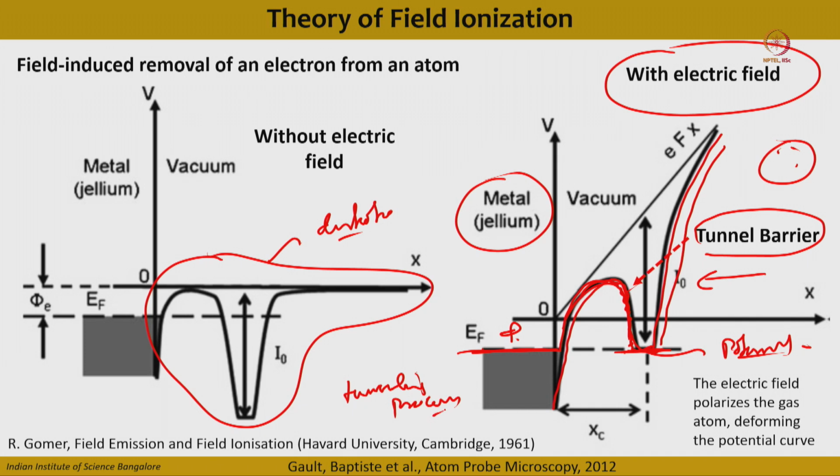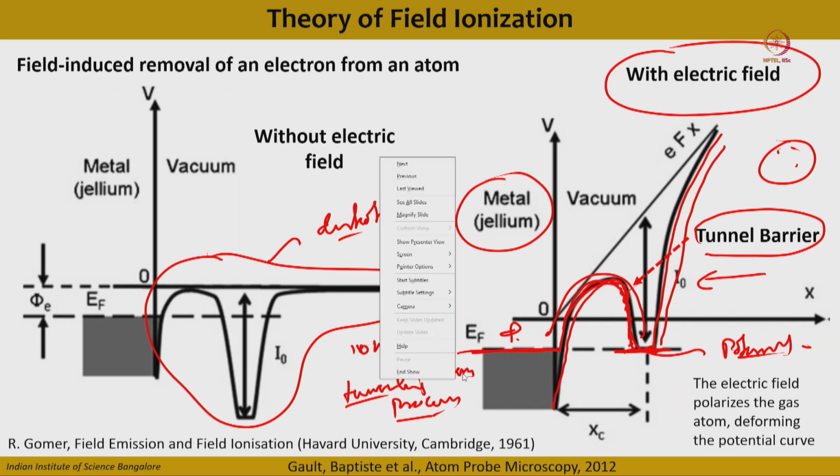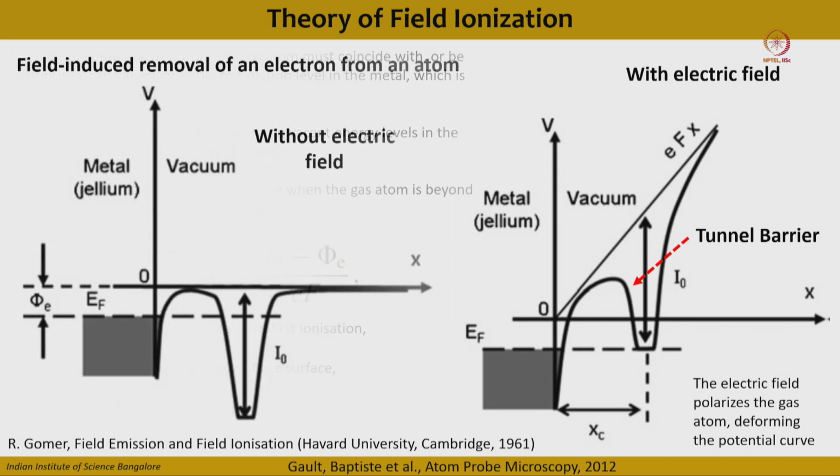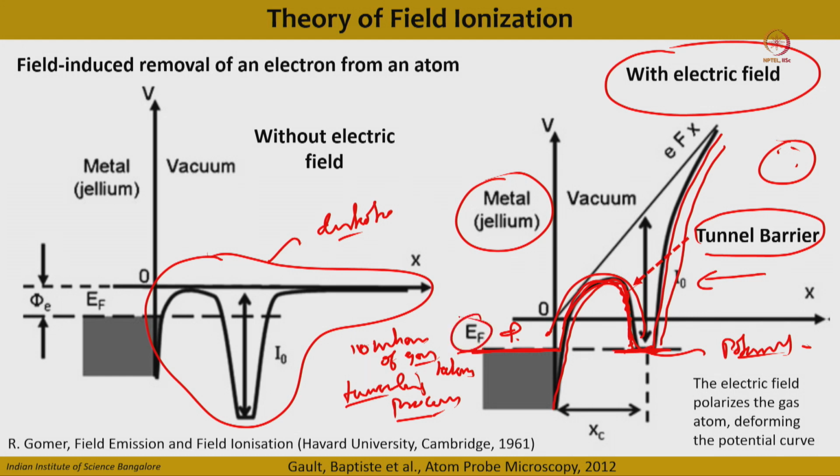If the electric field is enough such that the potential energy of that electron in the gas atom is at the level of the Fermi energy of that metal, then electron tunneling can take place. It can go through this tunnel barrier. So this is called the tunneling process, due to which the ionization of the gas atom takes place. The electrons will travel through tunneling towards the metal if the minimum potential energy is equal to or above the Fermi energy EF.